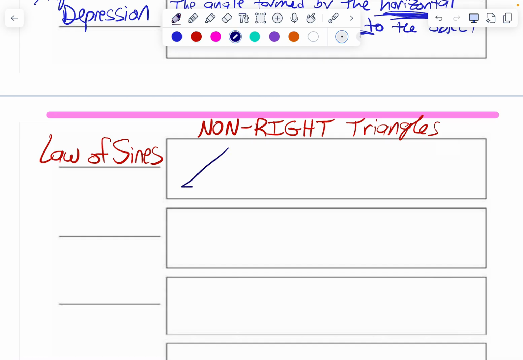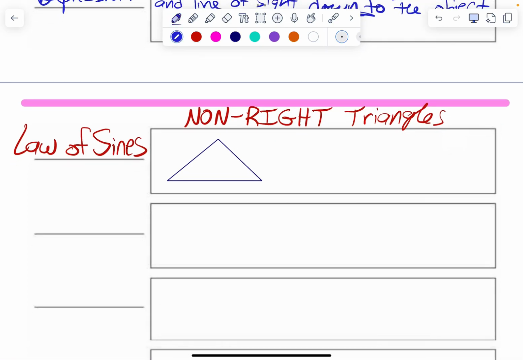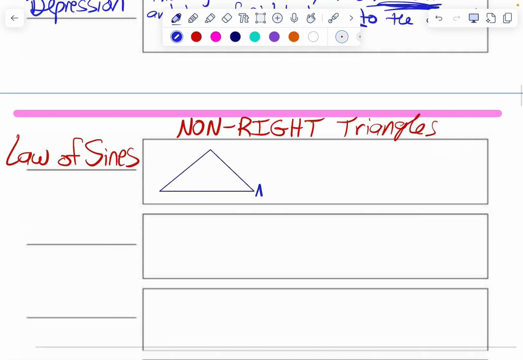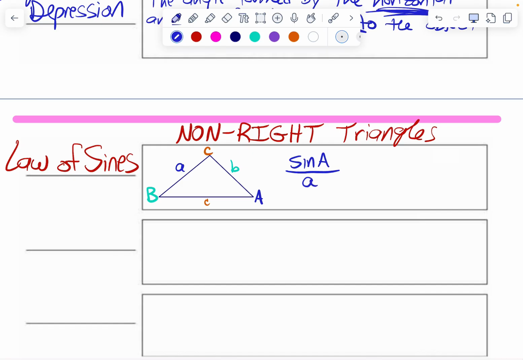So for this, we're going to just draw some random triangle. And the big thing here is to make sure you label sides and angles opposite with the same letter. So like A and little a, B and little b, C and little c. Okay, and then our law of sines, obviously sine of the angle over its opposite side. And then same again.